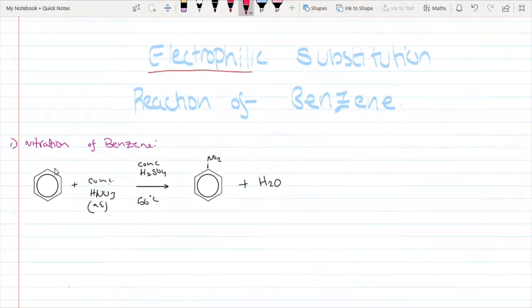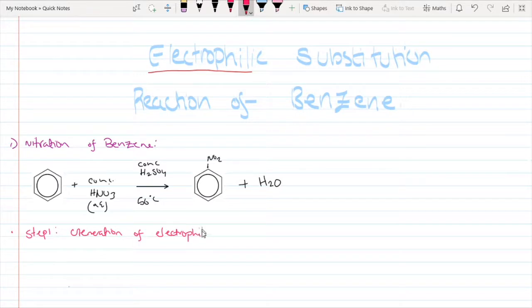The nitration of benzene, this reaction right over here, is actually composed of three steps. Firstly, the nitric acid is not our electrophile, therefore we need to generate our electrophile. So step one would be the generation of the electrophile.